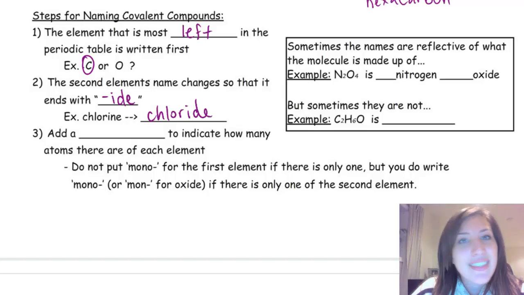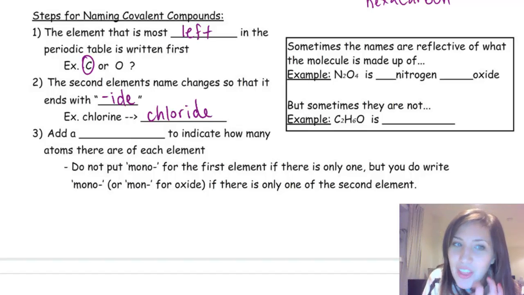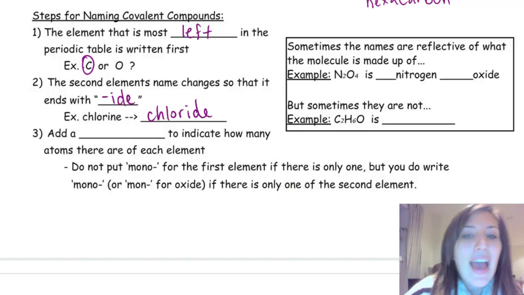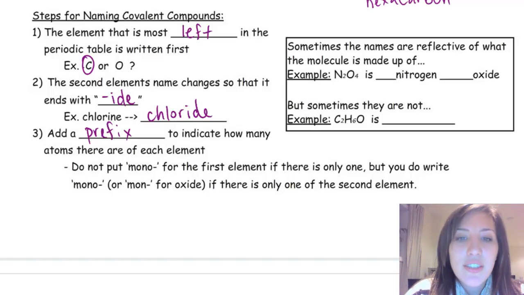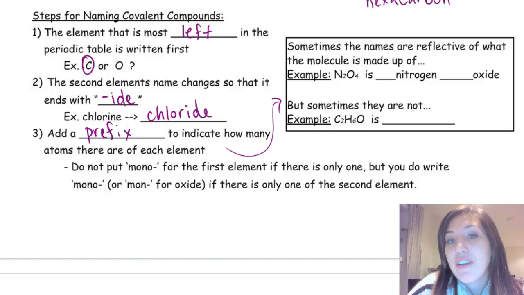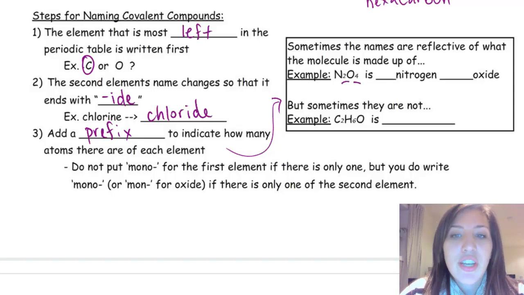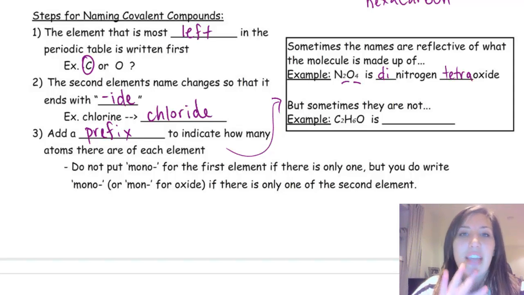That's really convenient because that's the same as what would happen with ionic compounds. Now you may notice that the second element in both cases is a nonmetal, so that's why they stay the same. The third step then is to add a prefix to tell us how many atoms there are of each element. Now, let's take a little skip over to the box here. The names are often reflective of what the prefix is. So N2O4, 2 is di, nitrogen, 4 is tetra. So dinitrogen tetraoxide tells us that there are 2 nitrogens and 4 oxygens in that molecule.